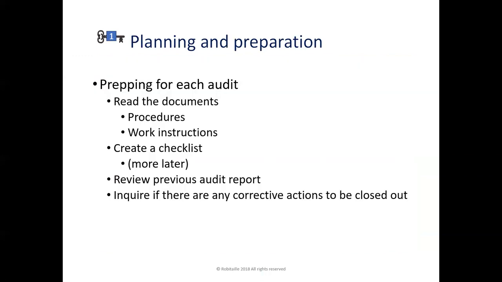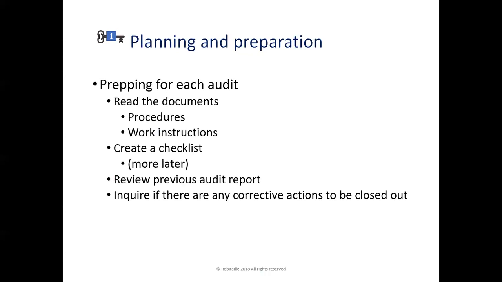The other half of planning and preparation is preparing for each individual audit. That means things like ensuring that people read the documents and the procedures before they go out into the area where they're going to be conducting their audits, and that they create a checklist. We've got a separate section where we're going to be talking about the development of checklists. You encourage those auditors to look at the previous audit report. What was the information that was there? What were the good practices that were observed?